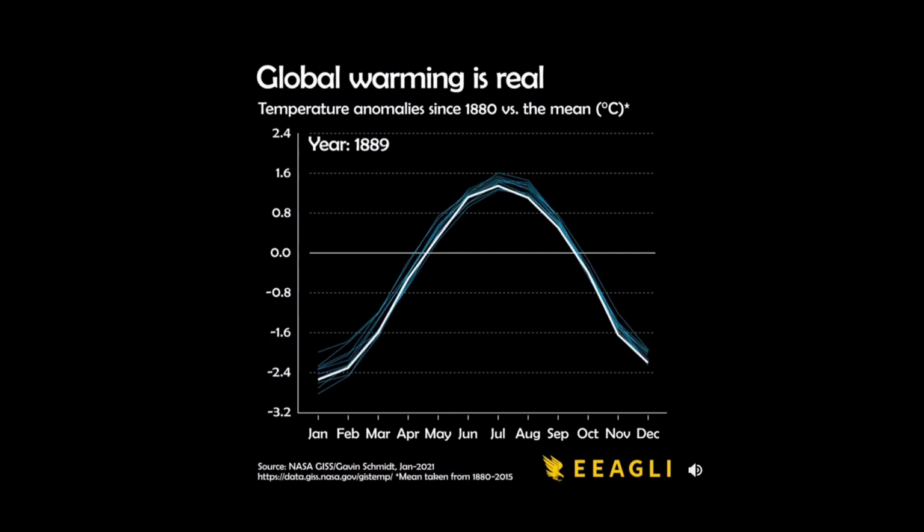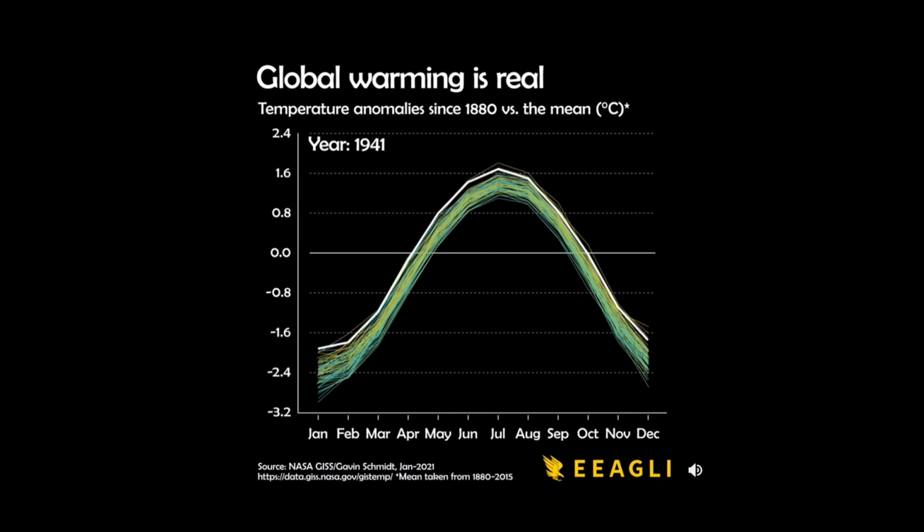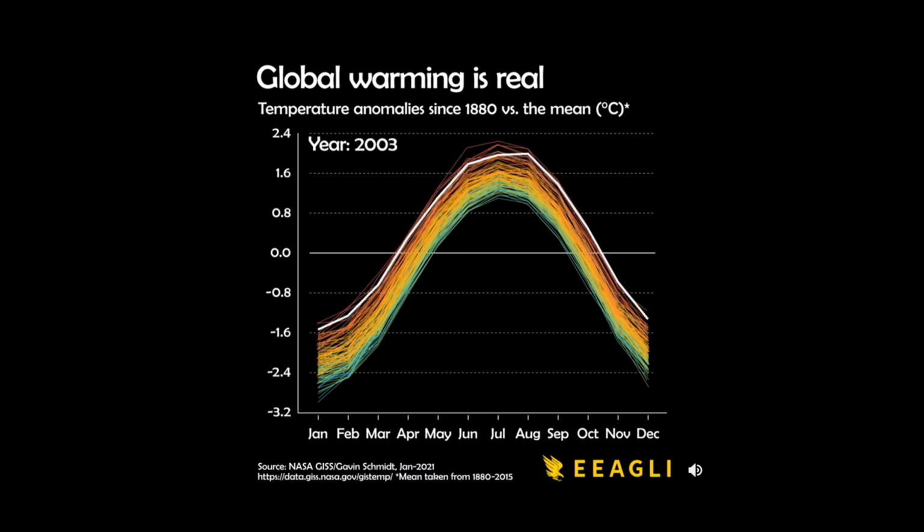Let's do the next one. So this one takes 140 years of data from NASA and visualizes global warming. And what you can see is it shows the temperature anomalies since 1880, and the difference versus the mean is on the y-axis, and the months throughout the year are on the x-axis. And you can see that this line is slowly creeping up and up and up. Love the use of colors to create this rainbow effect.